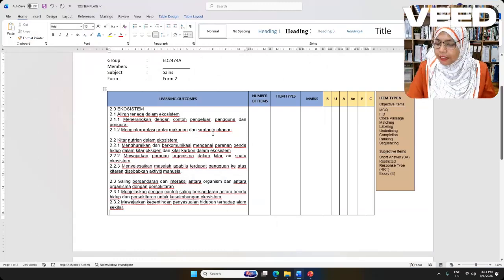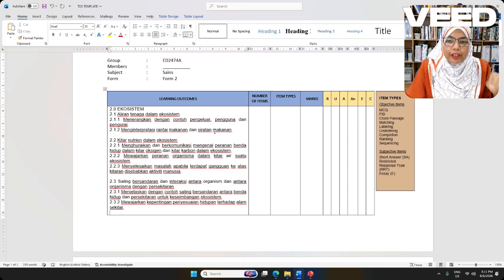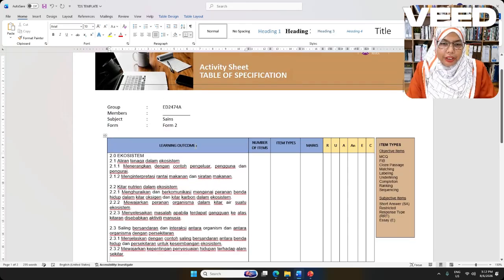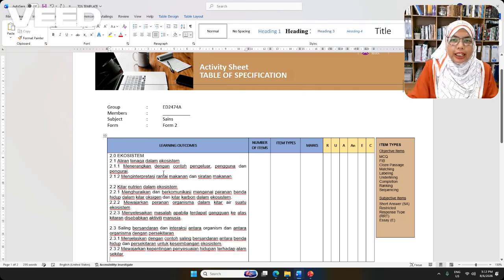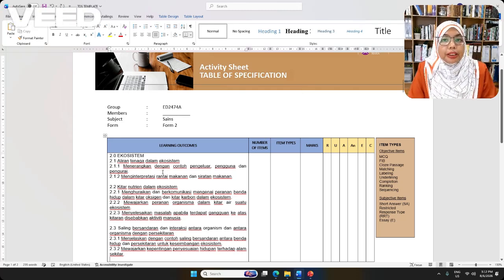So now let's say that I have copy pasted all of the content standards and learning standards that I want to include in my test. Remember that only learning standards that you have items in the test must be included in our TOS. Learning standards that will not have items, you do not have to include in our TOS. All right. So remember that the name of this table is table of specification, so information presented in this table must be specific.